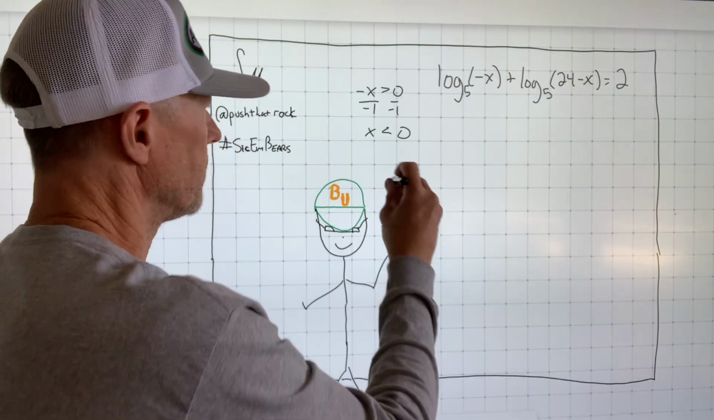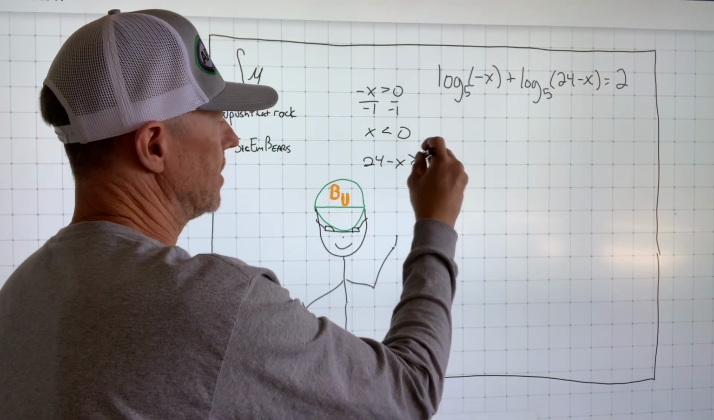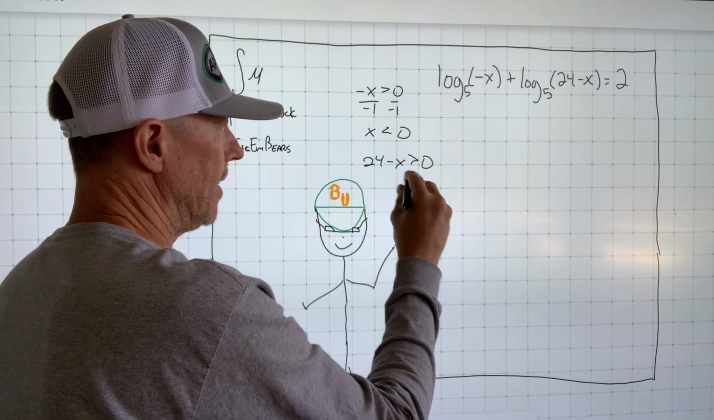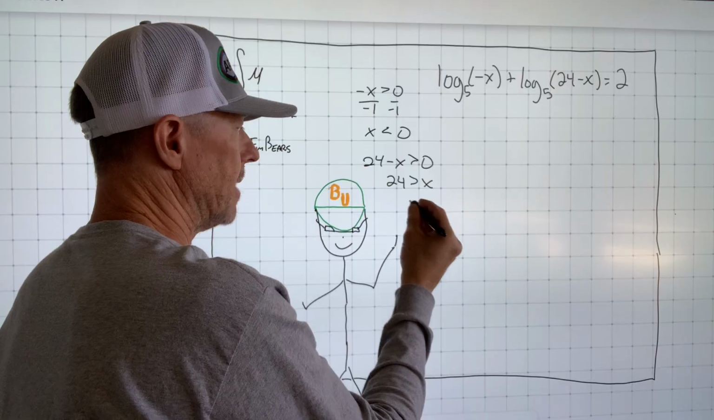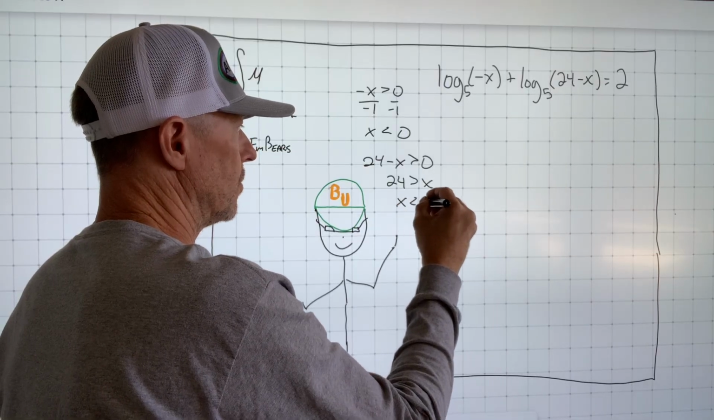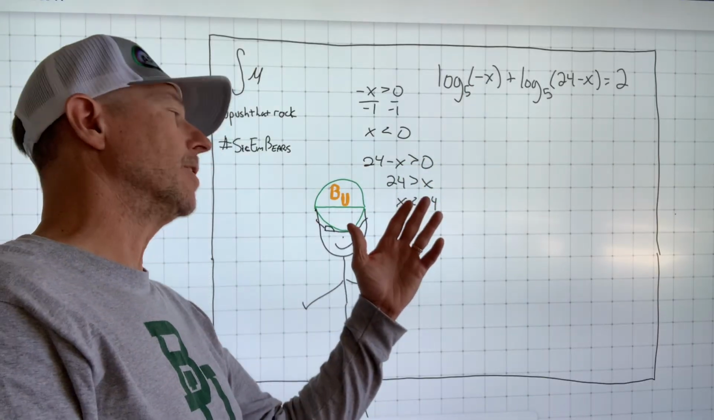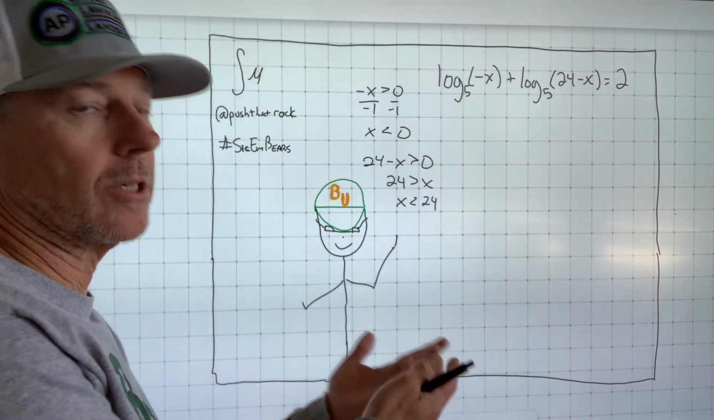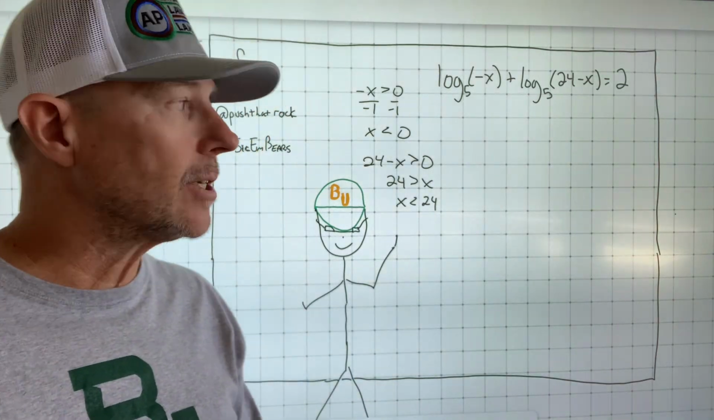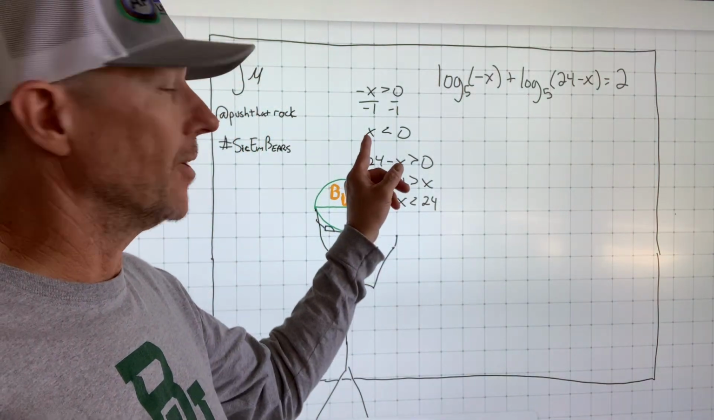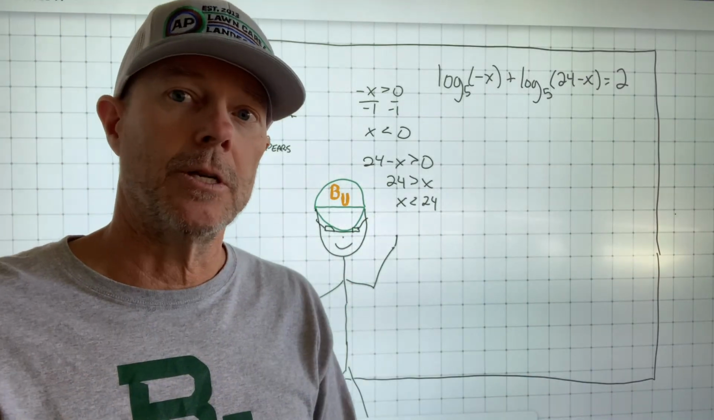The other argument is 24 minus x, and that must be greater than 0. So here, if I add the x over, I get 24 must be bigger than x. That's the same thing as saying x must be less than 24. Well, obviously, if I'm using negative numbers only in this one, I must be using numbers less than 24 because all negative numbers are less than 24. So the takeaway here is we must choose numbers that are negative for the input. We need to remember that when we get our solution to this equation.